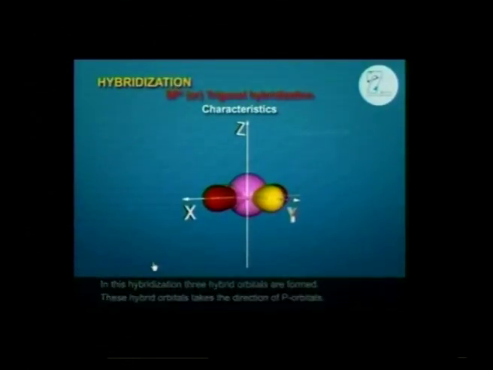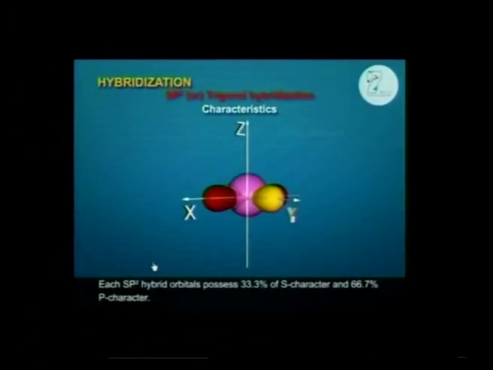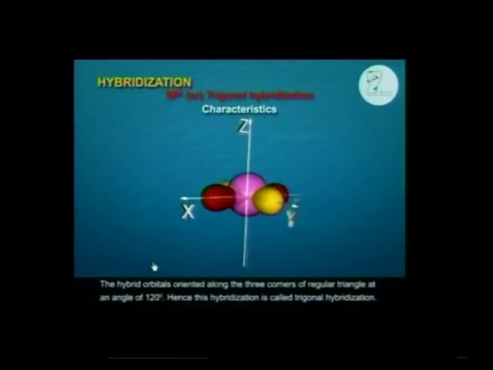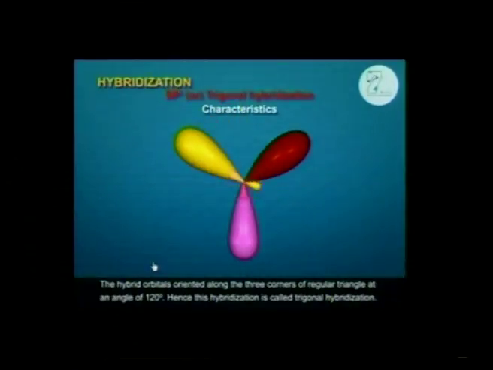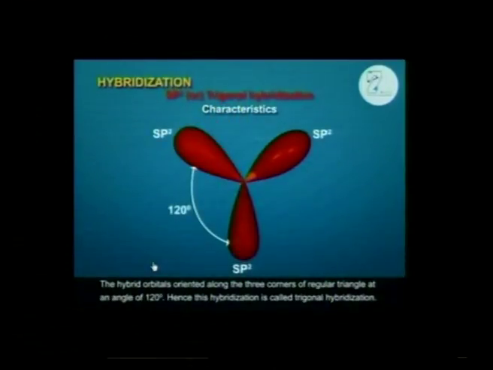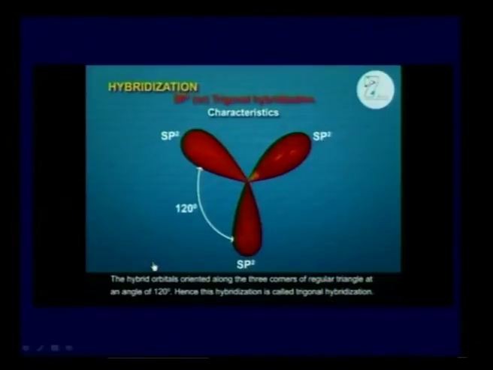Observe carefully. Here the two p orbitals and one s orbital are intermixing together and giving 3 hybrid orbitals. The hybrid orbitals are oriented along the 3 corners of a regular triangle at an angle of 120 degrees. Hence, this hybridization is called trigonal hybridization. Observe here, what is the bond angle? The bond angle is 120 degrees.